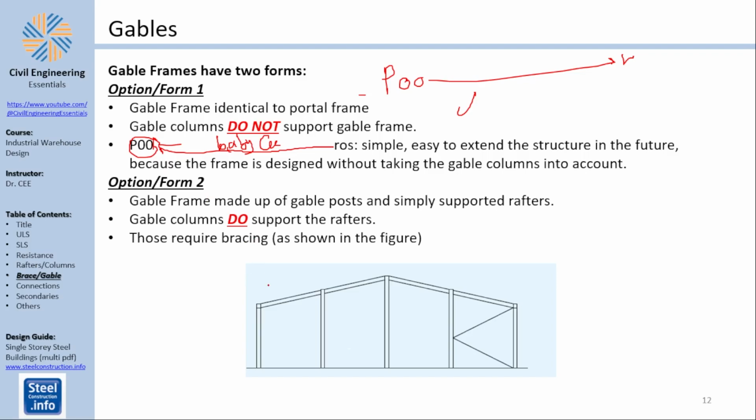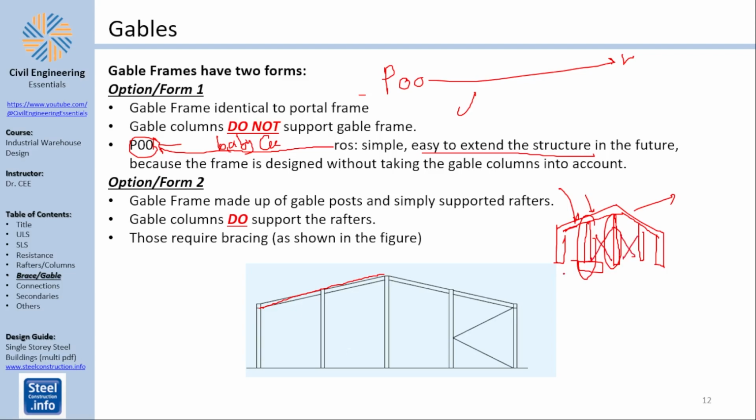Option one is basically that you use the portal frame perfectly, like you have a portal frame and the gable columns do not support the rafters. They are just standing and they don't support the rafters. Why is it cool? Because you can have the same portal frame design for all portal frames. Two, because you can easily extend the structure in the future because you have designed your portal frame without taking the gable into account, which means you can easily remove it and basically continue your life, no problem at all. And of course, in that case, you need to have a fixed support at the bottom of the gable, not a pin. And you have to basically cross-brace the gables together if you want to do that.